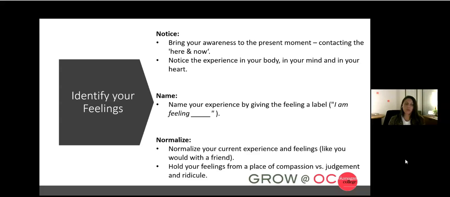So the first is just bringing awareness to the present moment and contacting the here and now. And Sarah kind of did that when we did our mindful movement, just connecting with the present moment. And then noticing your experience in your body, in your mind, in your heart. And then the second is naming a feeling. So name your experience by giving it a feeling. So it could be, I'm feeling overwhelmed. I'm feeling stressed out. I'm feeling irritable.